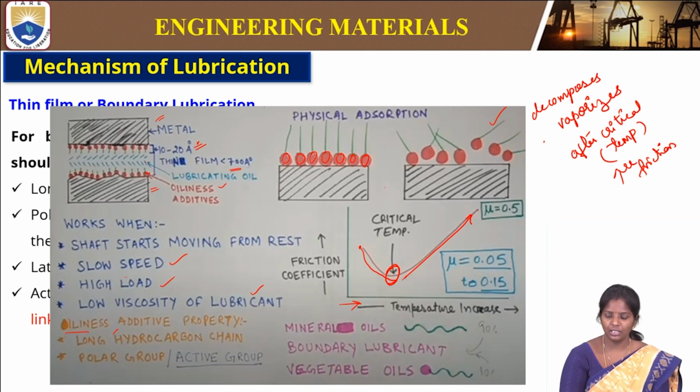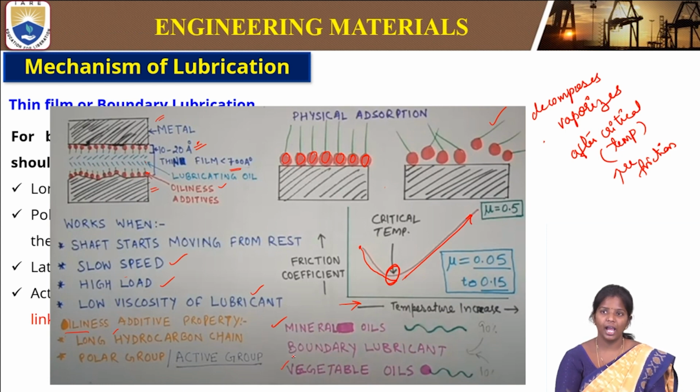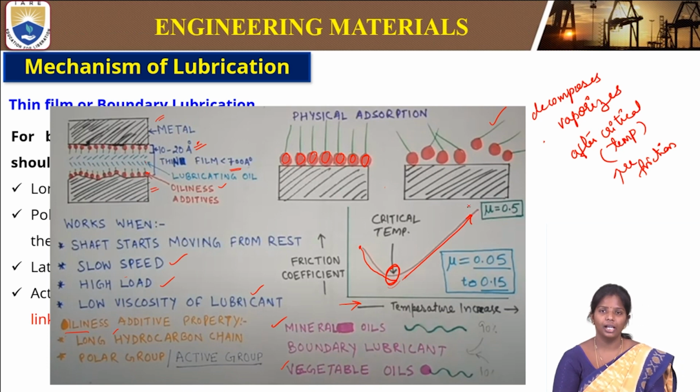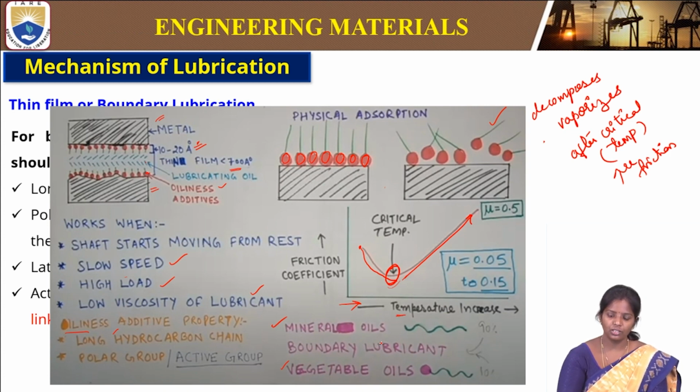This is in the case of mineral oils or vegetable oils. If mineral oils or vegetable oils are applied as lubricants, this is what happens. After the critical temperature, there is an increase in the friction again. So we understand that after a certain temperature, the friction will increase as the lubricant will lose its property.